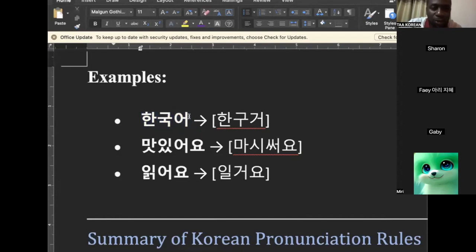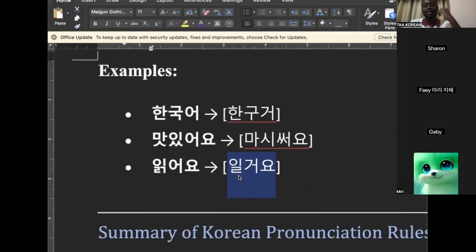Okay. This G moves to where the silent is, becomes Hangugo. Mashisoyo. This double S moves to where the silent is, becomes Mashisoyo. Pronounced like this, written like this. Ikta, we've done this actually. I added this as an example above, but we didn't need to. Ikta, Ilgoyo. This G moved here, but in basic form, Ikta. We only pronounce the G. In this form, the G moves to where the silent is, ilgoyo.